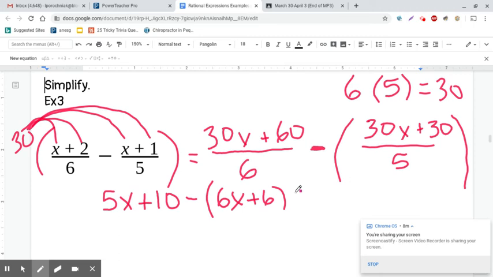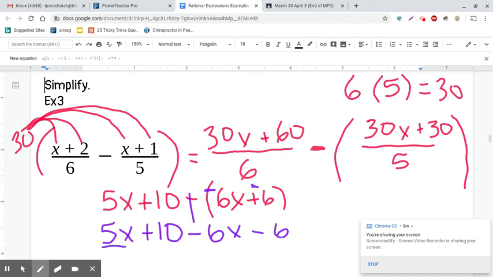What I like to do is I like to change my signs. I think that it makes it easier for me. When you have a negative here, if you change this to a plus, you can change everything. That means this is a negative and this is a negative. So our new equation is actually 5x plus 10 minus 6x minus 6. All right, I think that's a lot easier to work with.